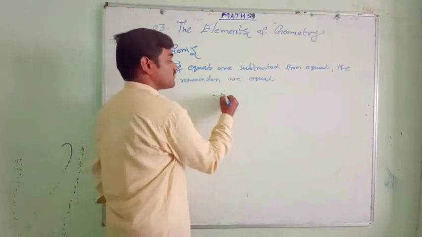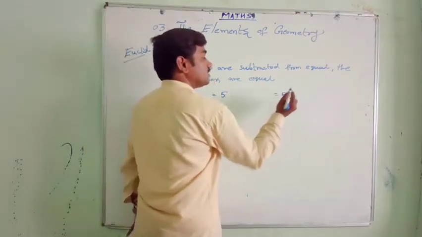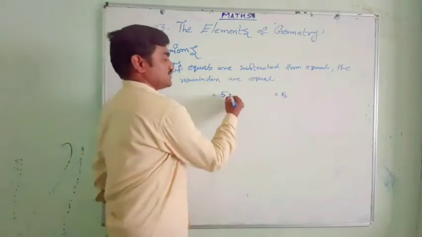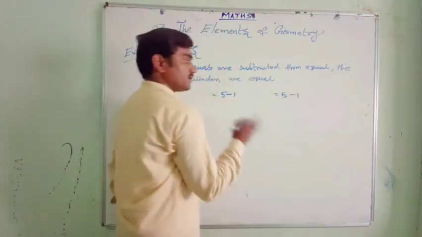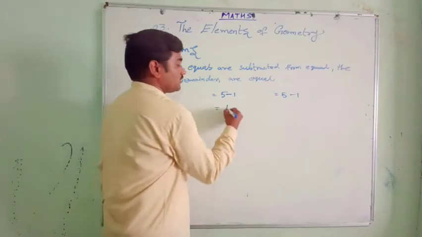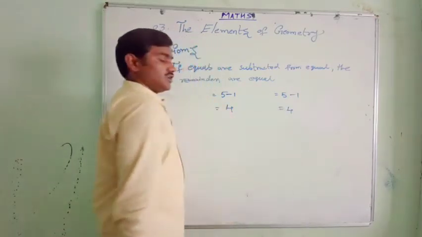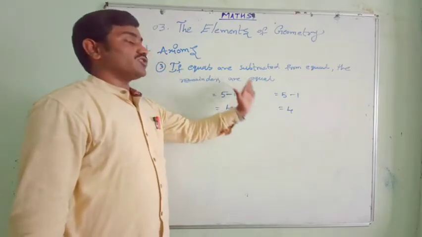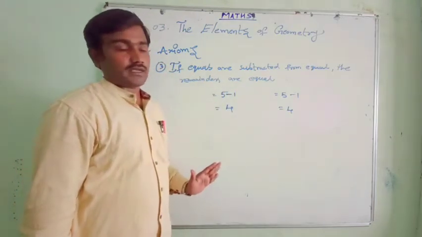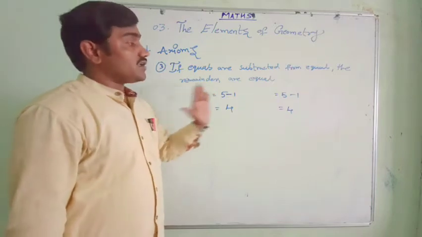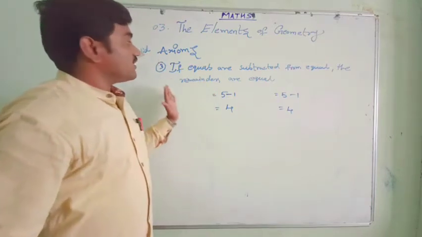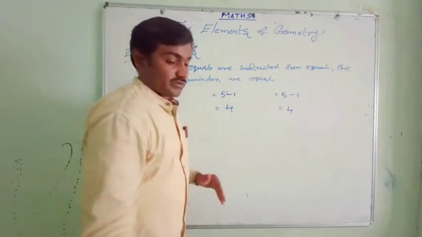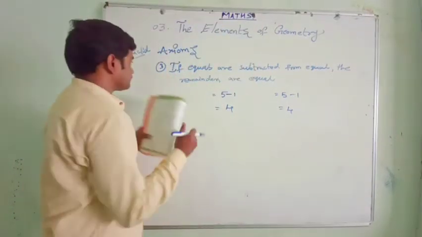Suppose we take a 5 here and a 5 here. These both are equal. If we subtract equal things, 1 and 1, from them, the remainders are 4 and 4. These two will also be equal. So this can be applied to geometry also. So if equals are subtracted from equals, the remainders are equal. Remember this.